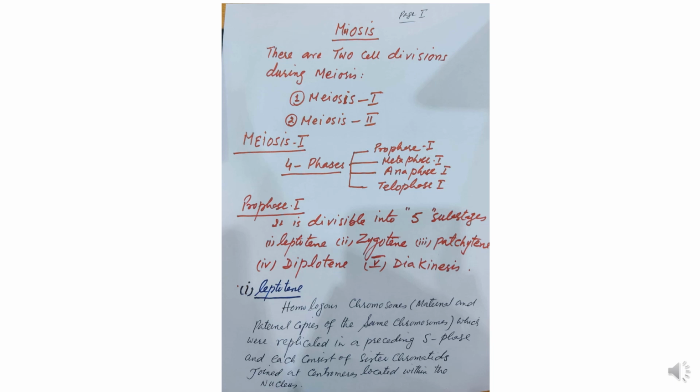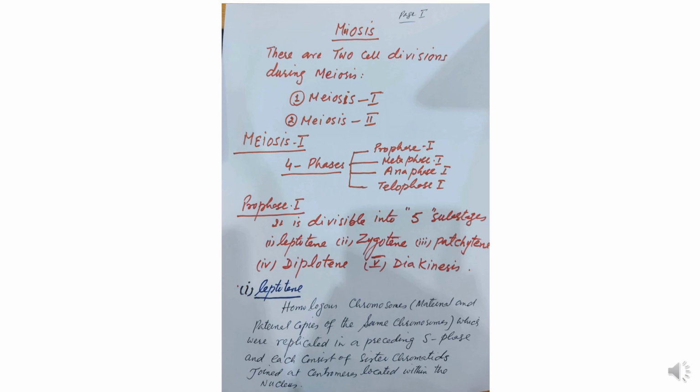Here we will discuss the mechanism of how the daughter cell receives 23 chromatids instead of 46. Meiosis 1 is divided into 4 phases: prophase 1, metaphase 1, anaphase 1, and telophase 1. There are two divisions, meiosis 1 and meiosis 2.